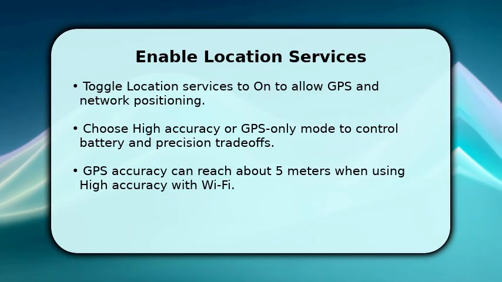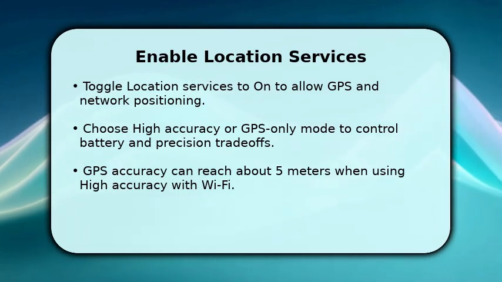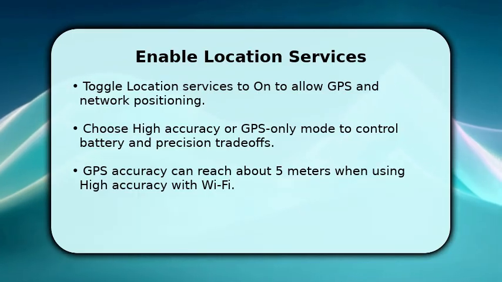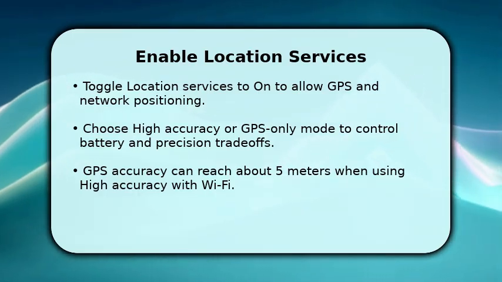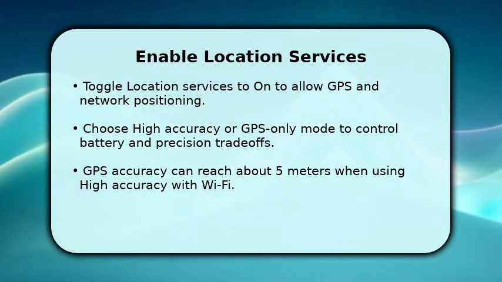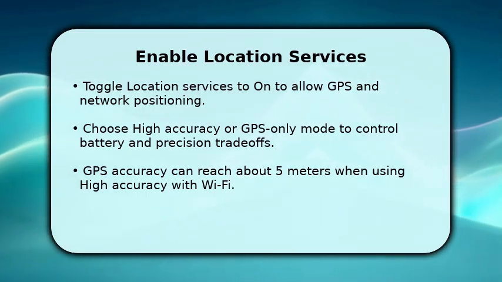High Accuracy uses GPS plus Wi-Fi and mobile networks for better results. GPS only relies on satellites and may use less mobile data but more battery. Expect GPS accuracy around 5 meters under clear sky and good conditions.